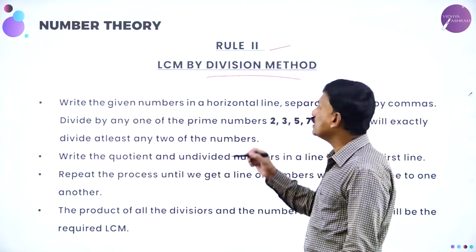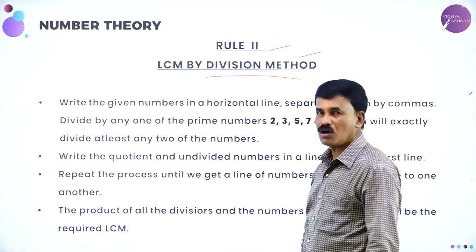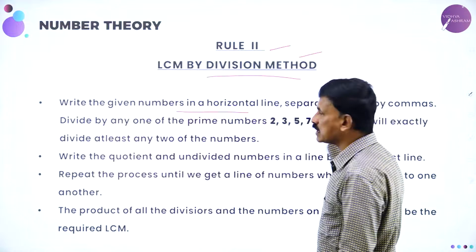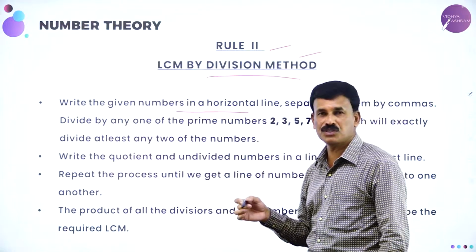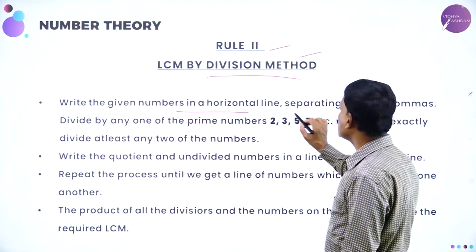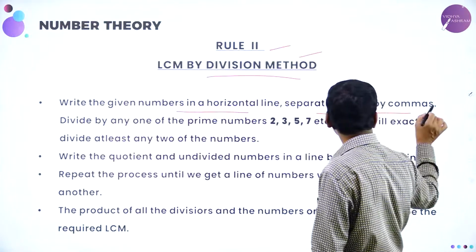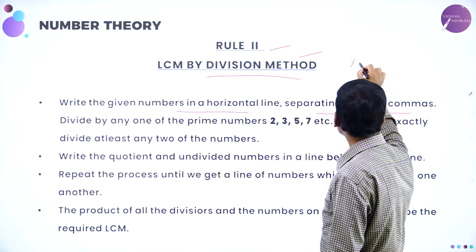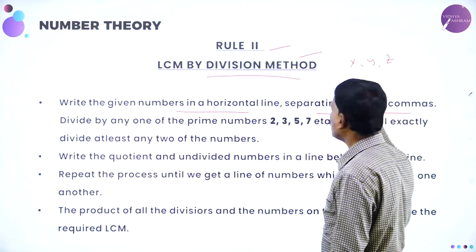LCM can also be determined using the division method. So how to find the LCM by division method? Write the given numbers in a horizontal line, separating them by commas. This is what we are going to follow. Just write down the numbers in a horizontal line and separate them by a comma.